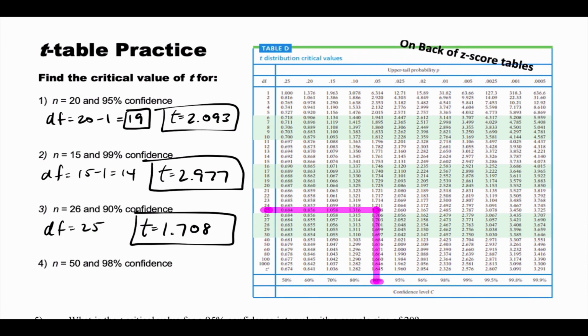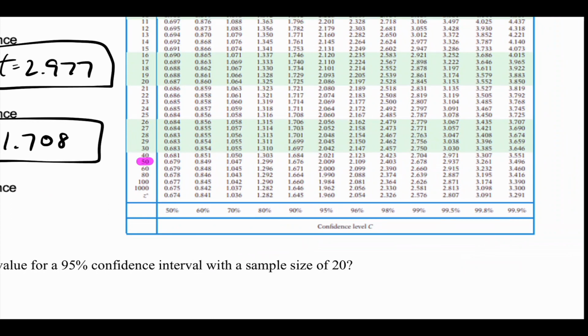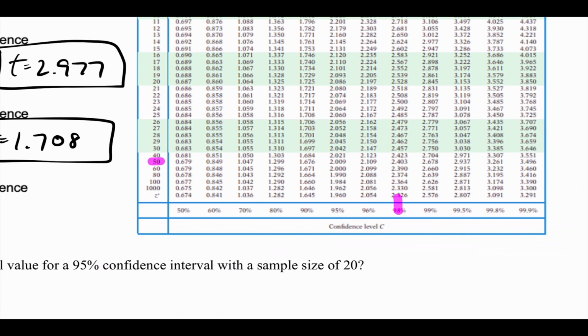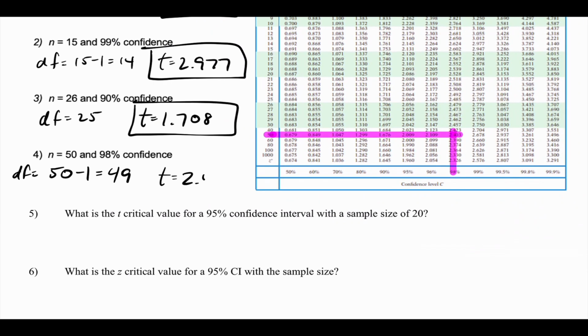Let's see, 50. 49 degrees of freedom. We don't have 49 degrees of freedom on our chart, right? Use the closest one. There's a 50, so use that one. It's not exact, but it's the best we can do. For 98% confidence, 2.403. Okay.